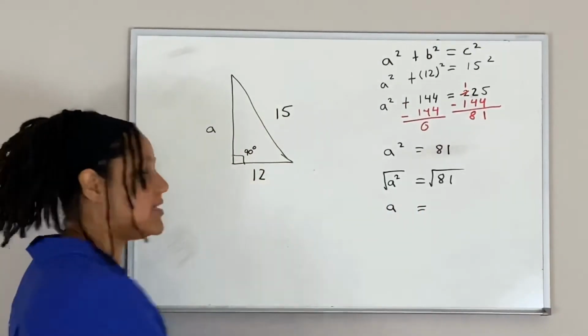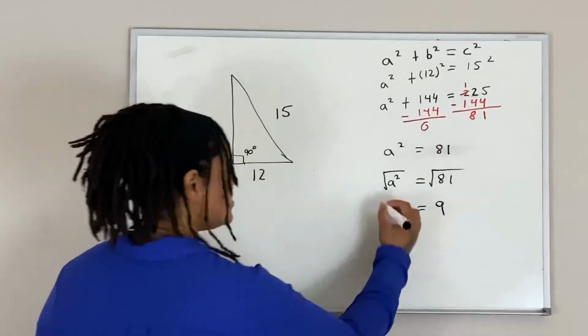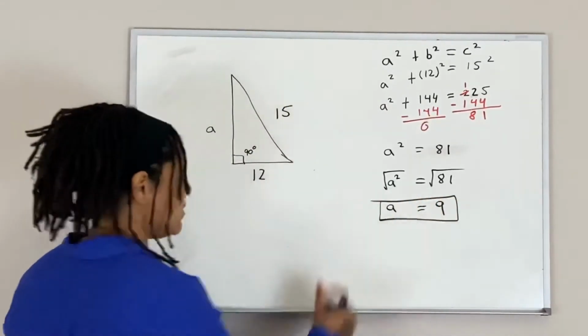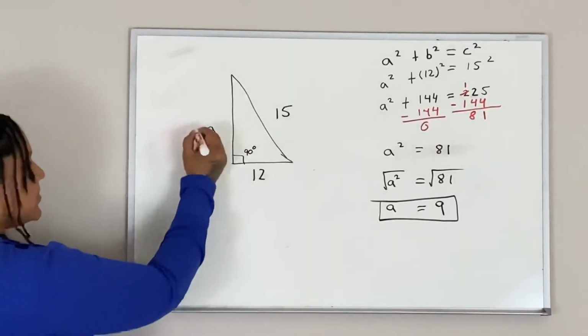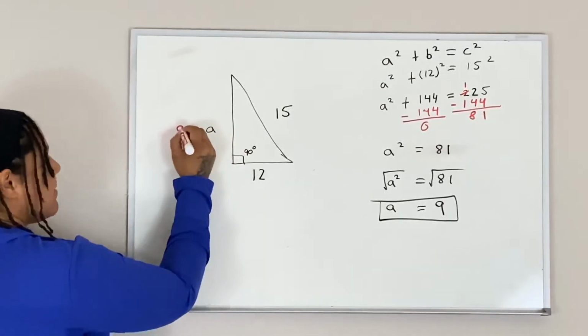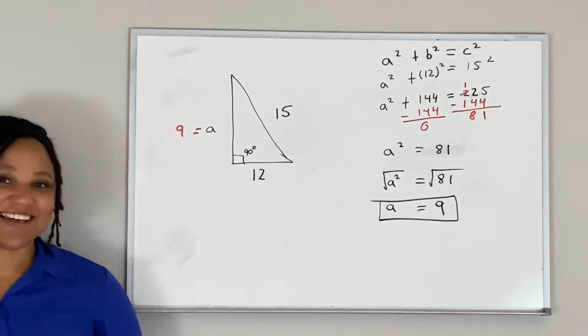and the square root of 81 is 9. Why? Because 9 times 9 is 81. Okay, so we are left with 9. So our missing side here, A is equal to 9. And that is our answer for the missing side.